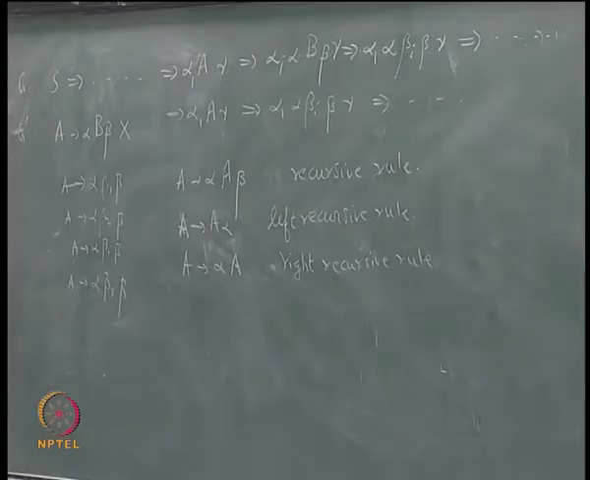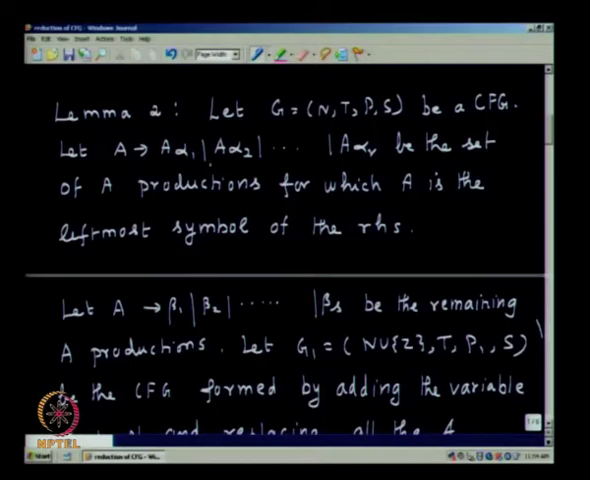We want to avoid the left recursive rules. We do not want to have left recursion. Then let us see. Let A goes to A alpha 1, A alpha 2, A alpha r be the set of A productions for which A is the leftmost symbol of the right hand side.